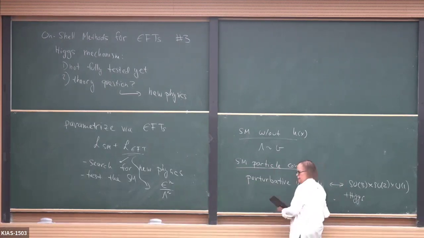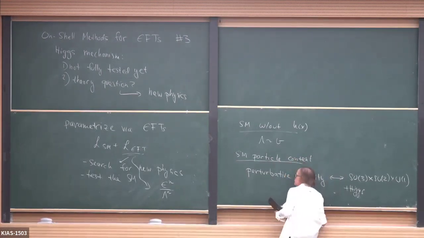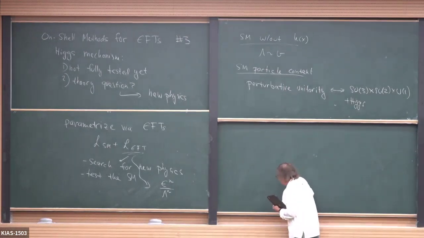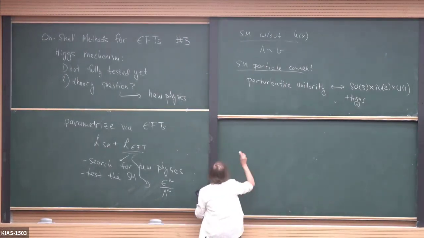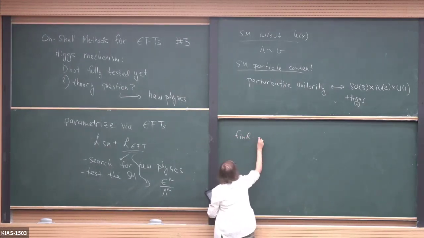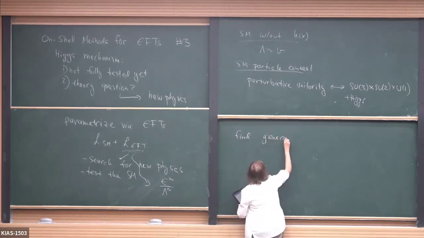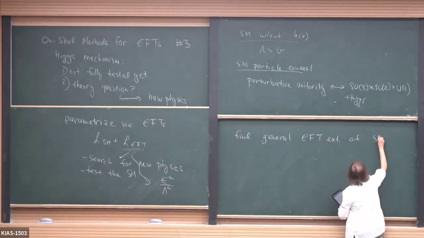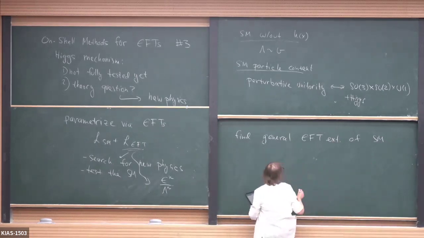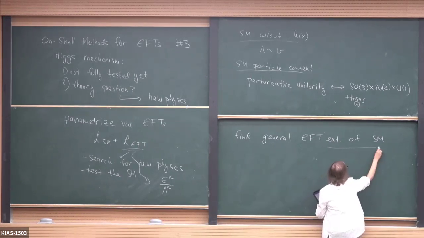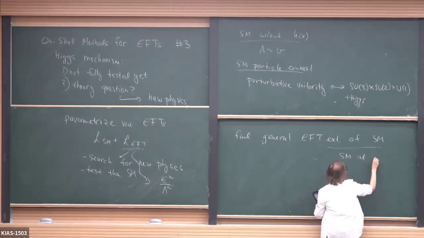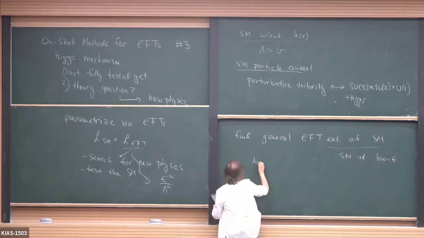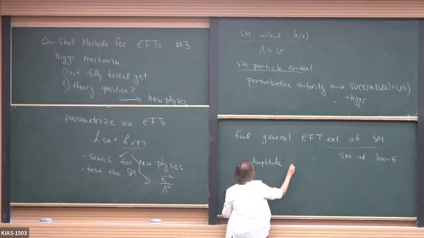So now the thing that we want to do is find, this is getting progressively harder, I guess. So now what we want to do is find the most general EFT extensions of the standard model. And what I mean by that is that it's only going to have the standard model particles at low energies. And we want to do that using the amplitude bootstrap.